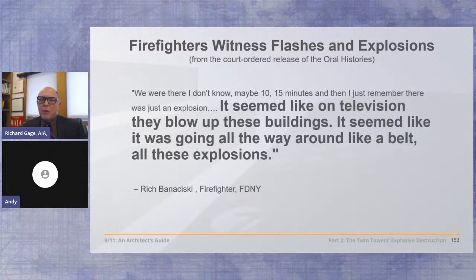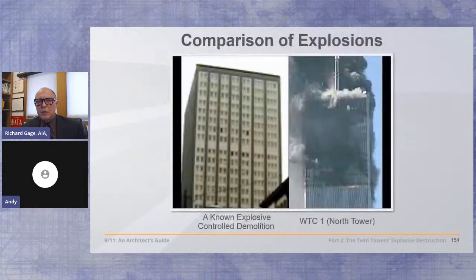Seemed like on television when they blow up these buildings, seemed like it was going all the way around like a belt. All these explosions.